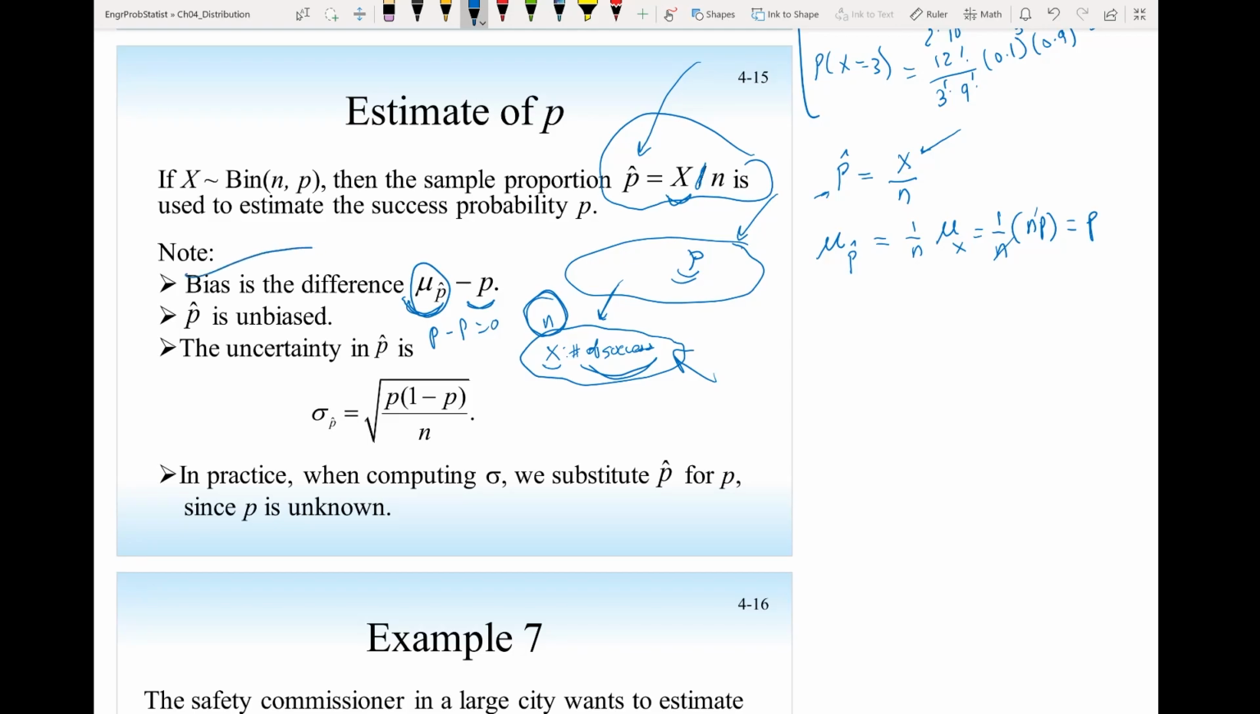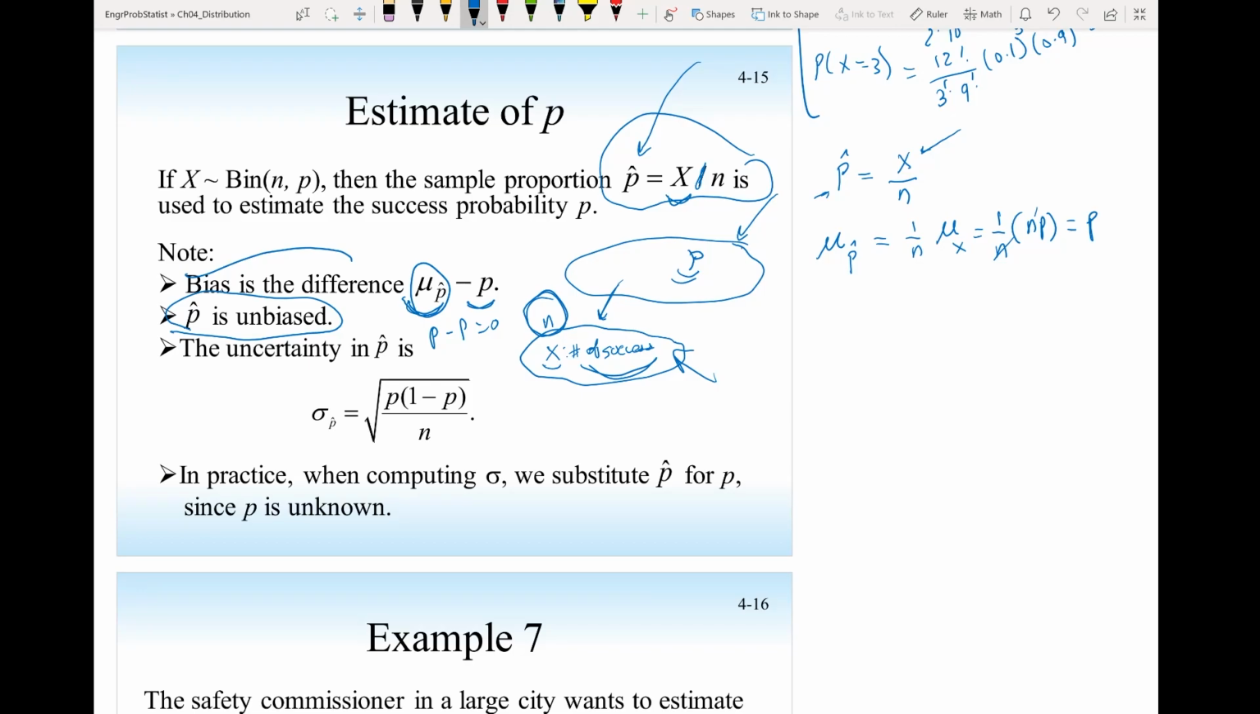So the bias in this estimate is 0, so p hat, the estimated p, is unbiased. Now the question is uncertainty. How certain are we in our estimate? And uncertainty, basically you calculate the variance.